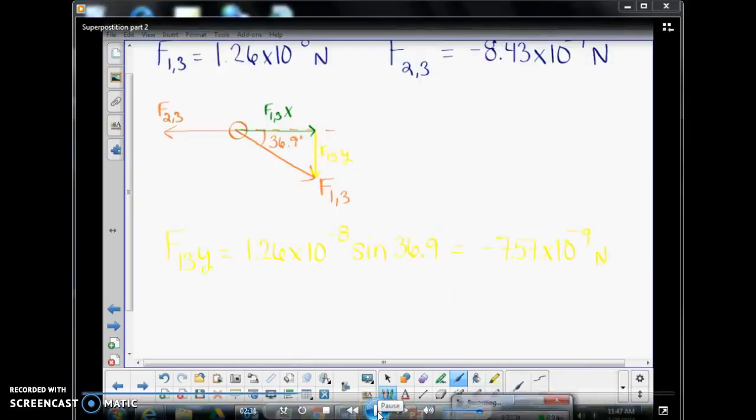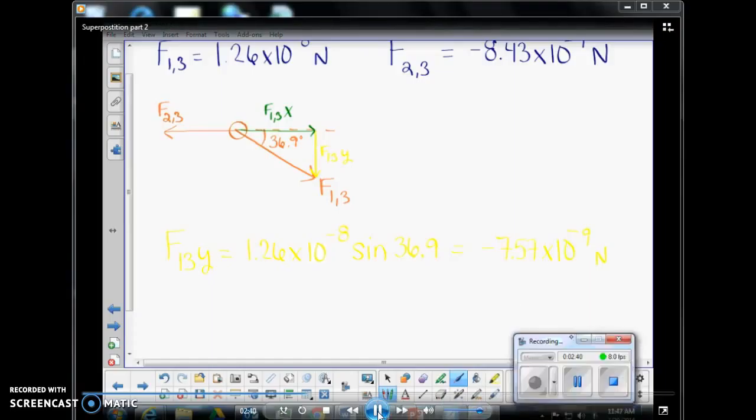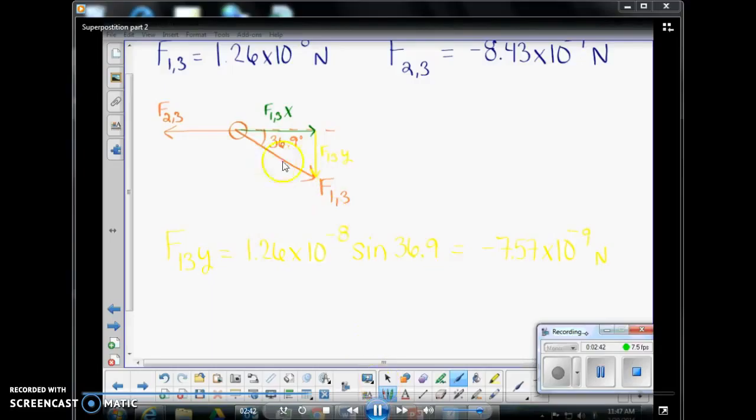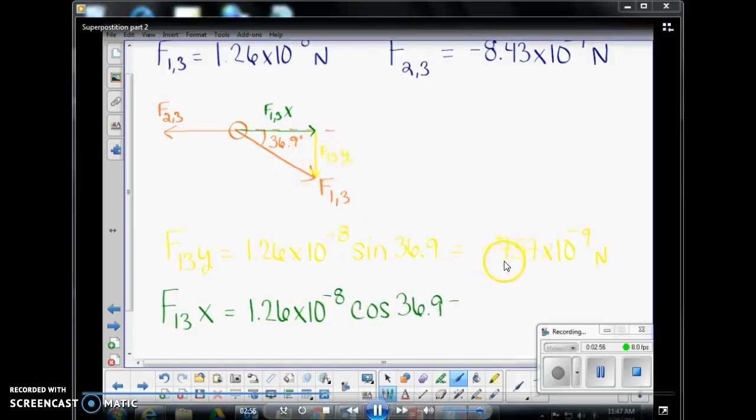So I'm going to calculate F13y by taking F13, 1.26 times 10 to the negative 8, and multiplying that by the sine of 36.9, because y is opposite of the angle. Opposite over hypotenuse is going to give you the sine. So in order to find the value for this side, I need to take the sine of 36.9. You're going to get negative 7.57 times 10 to the negative 9.